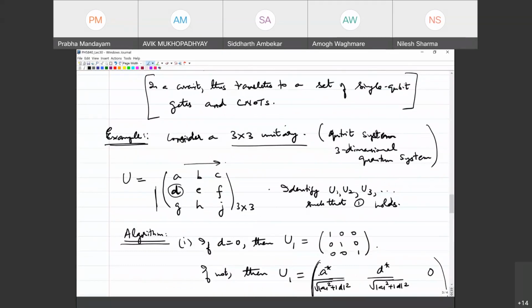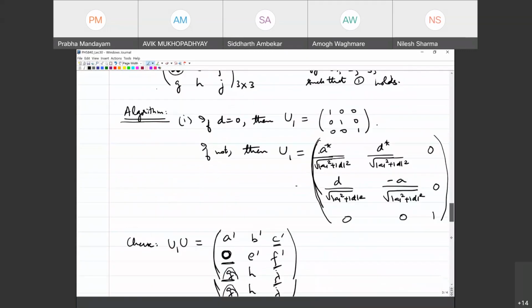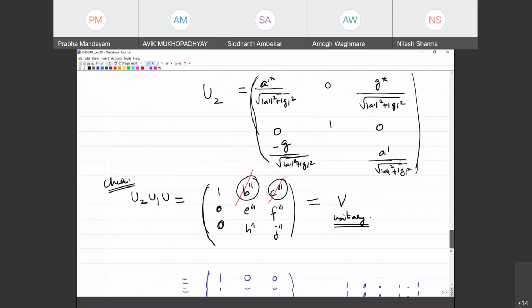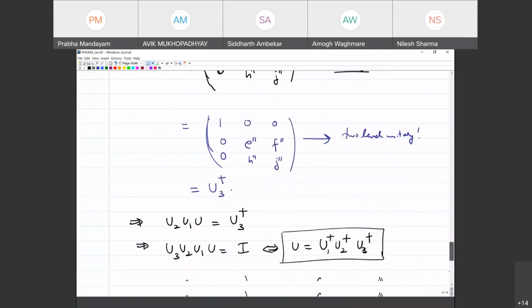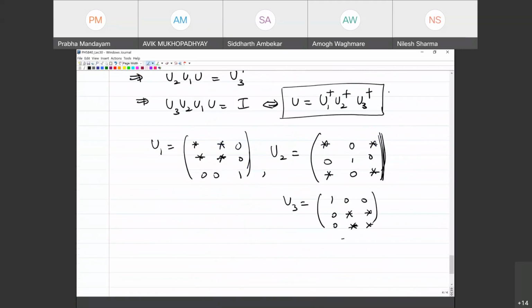You can do it the other way around also, right? You can do it with any such rows and columns. You can, for example, think of D, B, F, H and try to make them vanish, and in the process, the point is you have ended up with a set of 3 two-level unitaries, right? So there are 3 two-level unitaries. Okay.